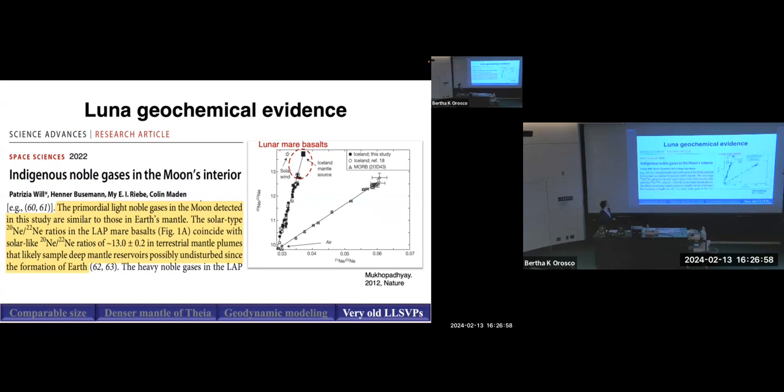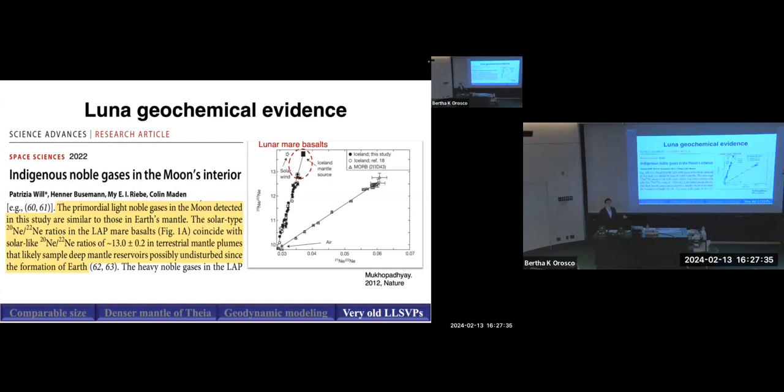The title is called Indigenous Noble Isotopes in the Moon's Interior. In the discussion, it said the primordial light noble isotopes in the Moon detected in their study are similar to those in the Earth's mantle. And also a solar-type neon isotope, in terrestrial mantle plumes, that likely sample the deep reservoirs. This signature is comparable to the lunar neon isotope measured in their study. So their result will plot in this region. This is very, very interesting to me.